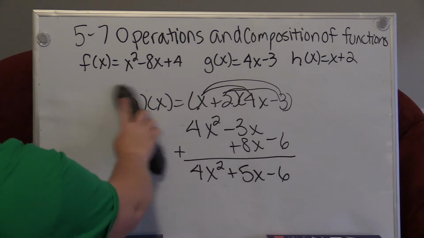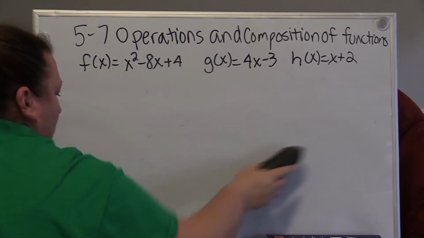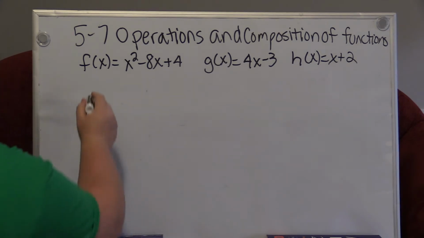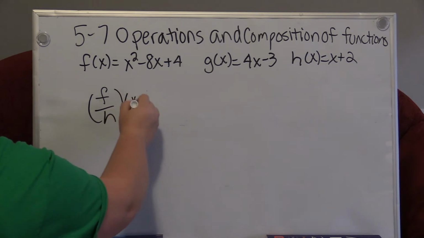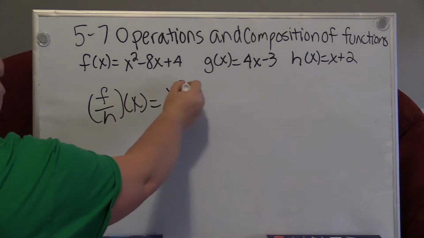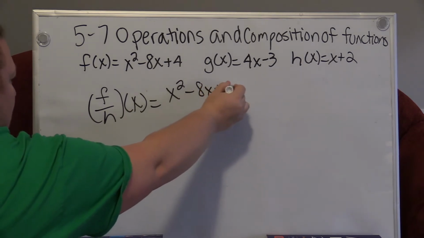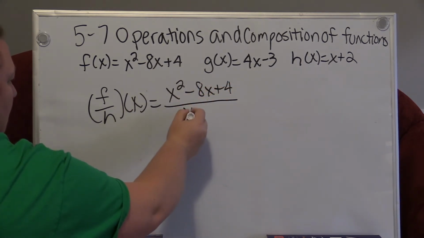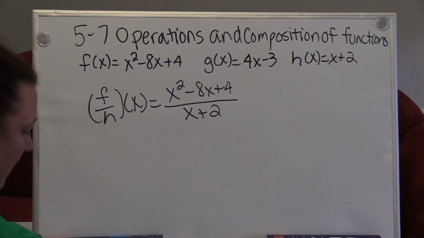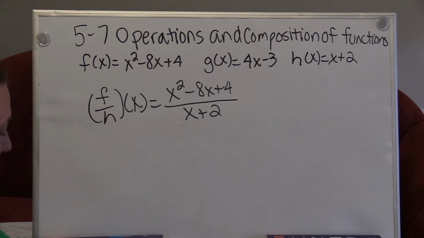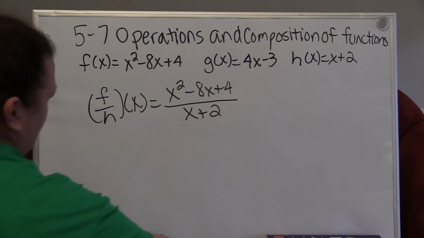Now, the easiest one, because when we divide, I have f over h of x. I get x squared minus 8x plus 4 over x plus 2. And we're going to leave that just there. And that's how we add, subtract, multiply, and divide. I'm going to change a couple of these functions and we're going to evaluate, and then we'll do composition of functions.